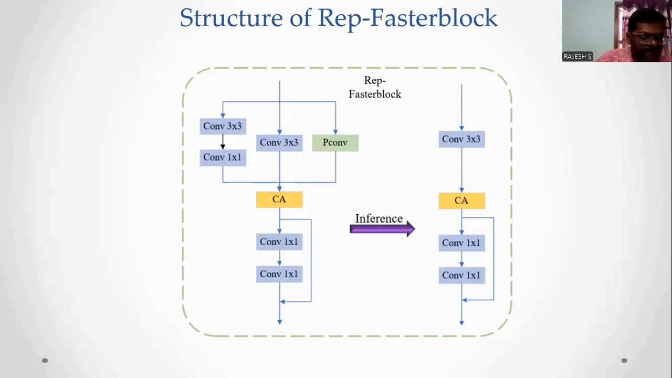Here it has two sides, left side and right side. The left side is training time, which has a complex structure, and the right side is inference time, which has a simple structure.